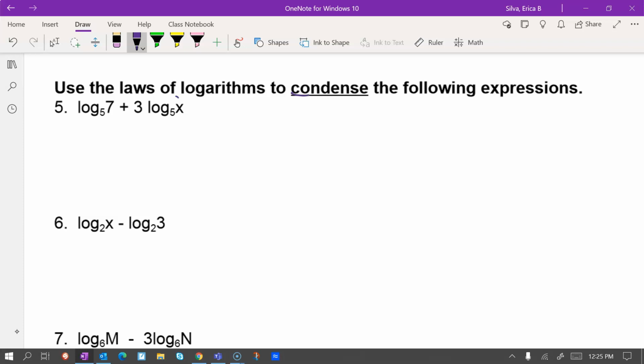Okay, we're going to condense now. Because we're adding, we know we're going to be multiplying the 7 and the x together. And because this one has a coefficient, that means x is going to be to the power of 3. Let's go ahead and write down log base 5. We're going to multiply that 7 times the x, and we know that because we're adding over here. And then that 3 is our exponent.